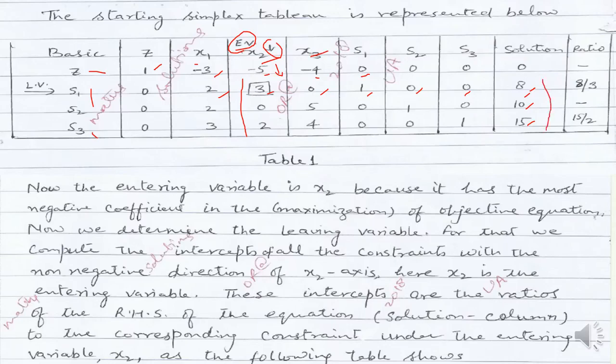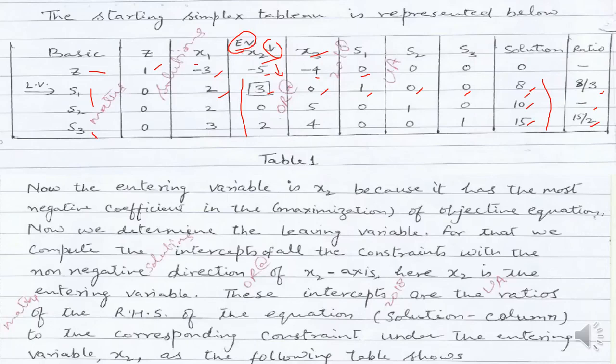For finding the leaving variable, we divide elements of the solution column by the corresponding elements of the pivot column. So 8 upon 3, and this is 10 upon 0 here, so we will ignore it, which comes to infinity. If the element is negative, the ratio is negative or infinity, and we will ignore them. And in the S3 row it comes 15 upon 2. So which one is minimum, we will take that for the ratio.